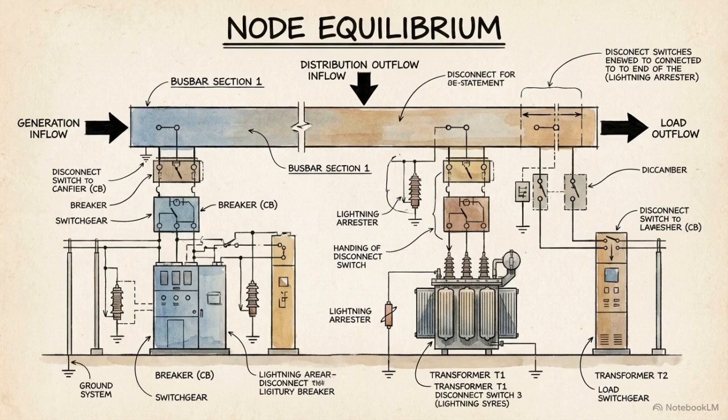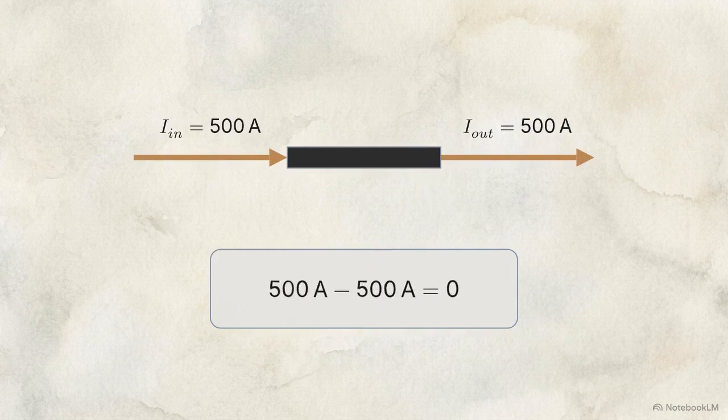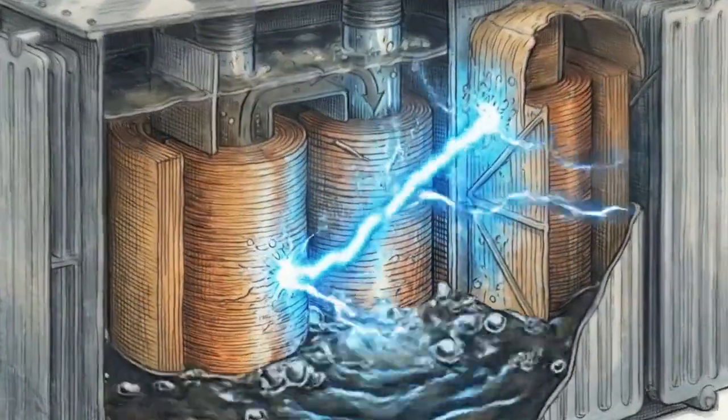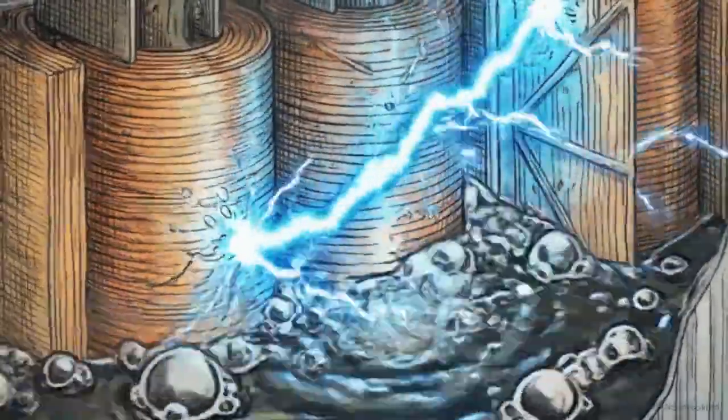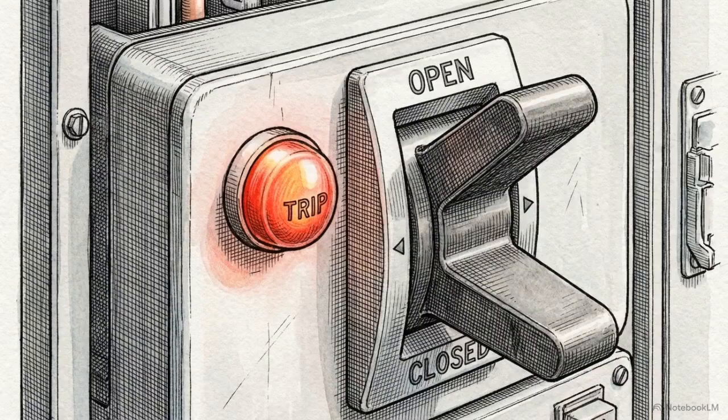This relies on Kirchhoff's current law. The current entering a protected zone must perfectly equal the current leaving it. This is known as ANSI 87, the standard device number for differential protection. If that equation does not equal 0, the protection relay assumes current is escaping through an internal short circuit. It instantly triggers a trip to isolate the equipment.